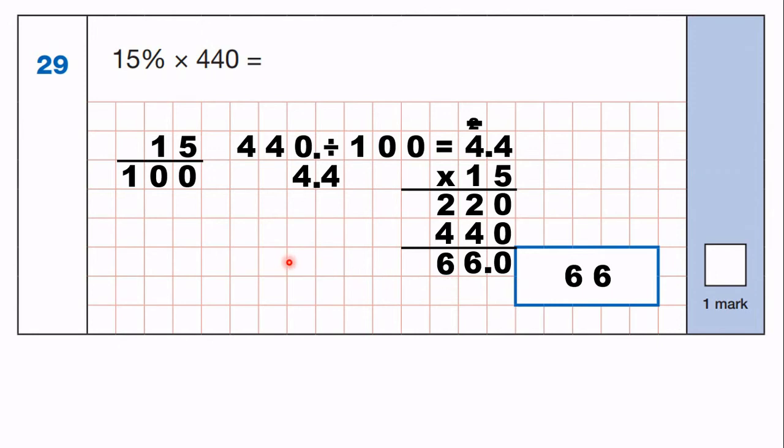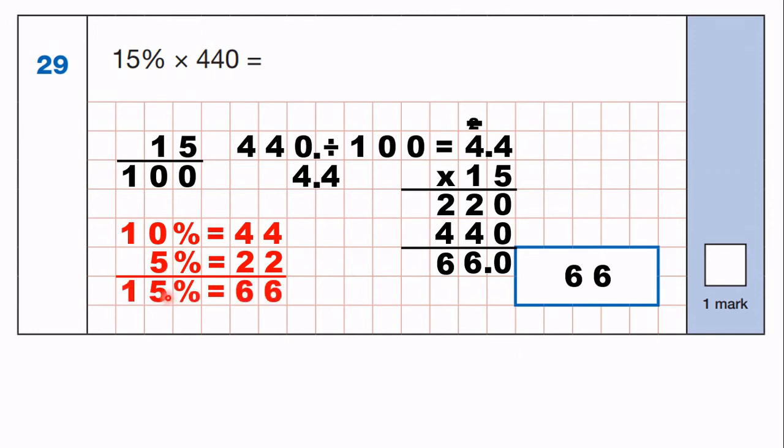But there is another slightly quicker method here. We can work out 10% by dividing by 10, so that gives us 44, and then 5% must be half of 10%, so 5% must be 22. So if we add 10% and 5% of a number, that will give us 15%, and we can see that we get the same answer.